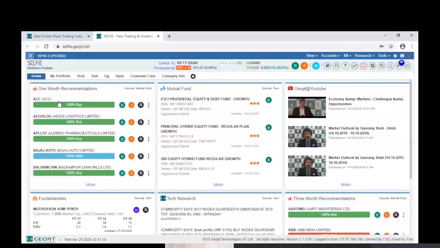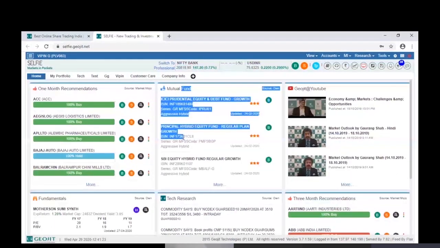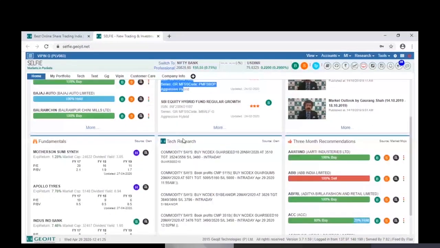Then you have the mutual fund recommendations. Those who would like to invest in mutual funds can go through the mutual fund recommendations. Similarly, there is technical research, that is, the daily technical advice that you get. So I was just introducing the dashboard, that's all.